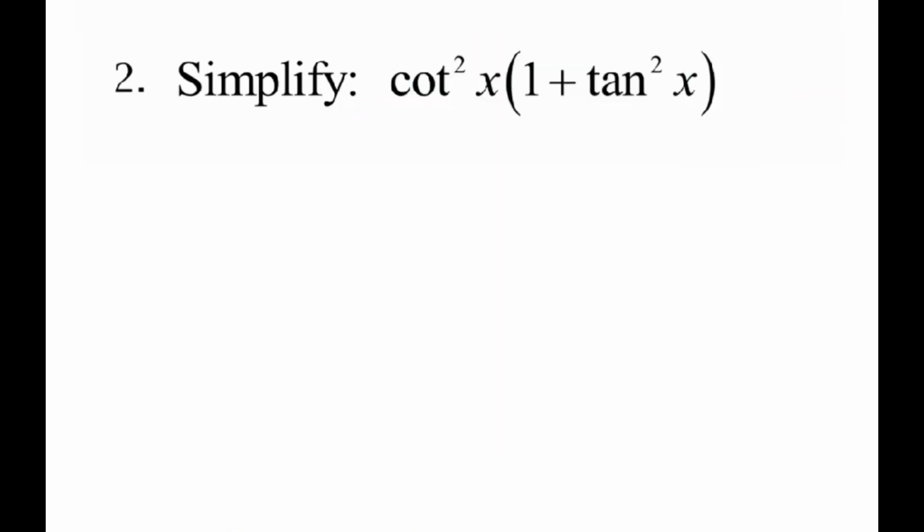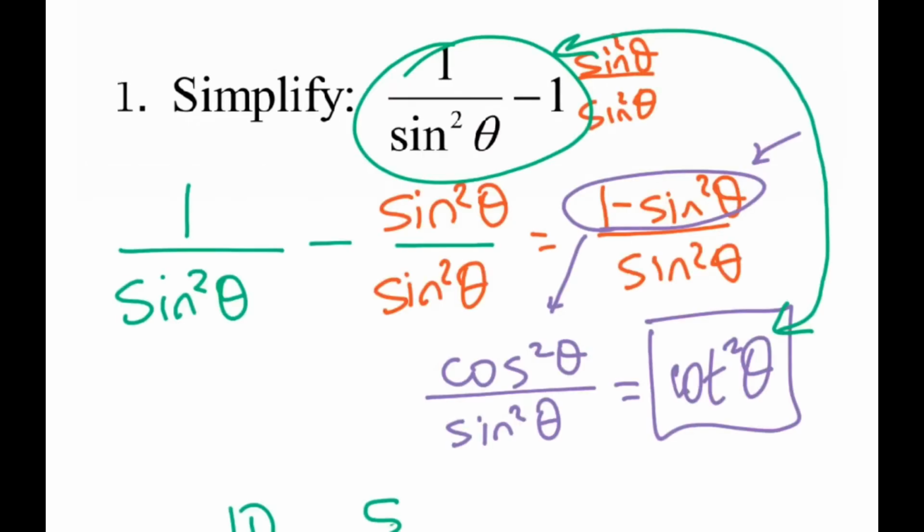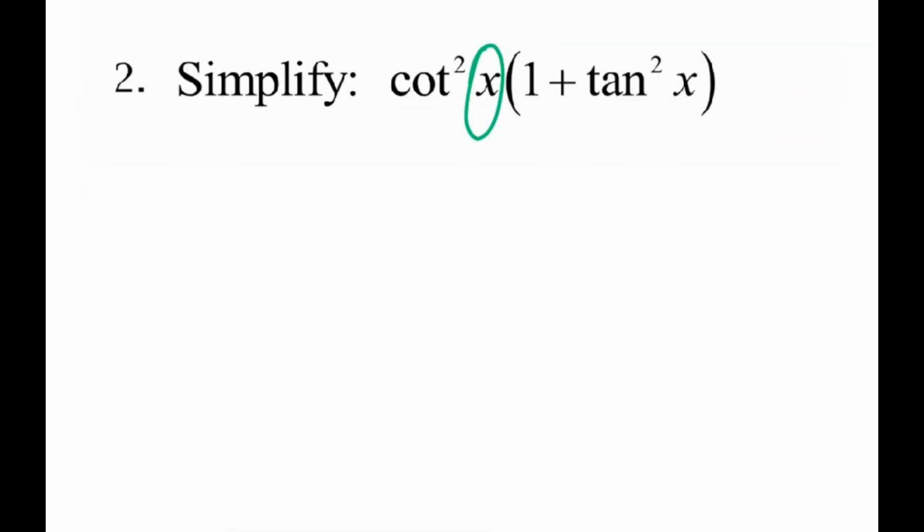Okay, let's try another one. Number 2, simplify cotangent squared x times 1 plus tangent squared x. Now you'll notice as we go through these that we might have x as our input variable. On the previous one we had theta as our input variable. It doesn't matter, those are just variables, and it could actually be anything we wanted. It could be theta or x or different letters. Ones that we use in geometry and trigonometry a lot are x, theta, alpha, and beta. And we'll use all of those just for variety so you can see them.